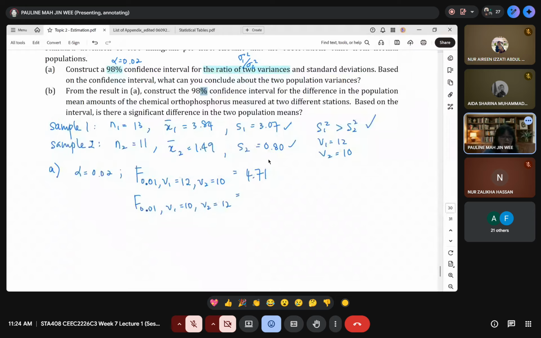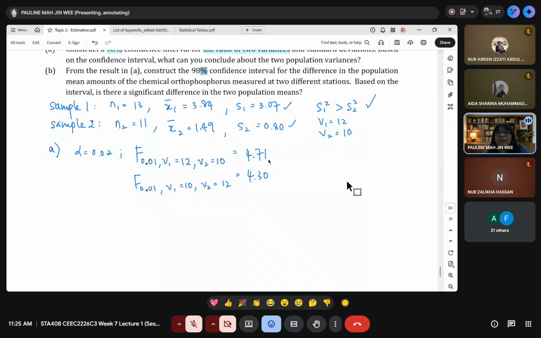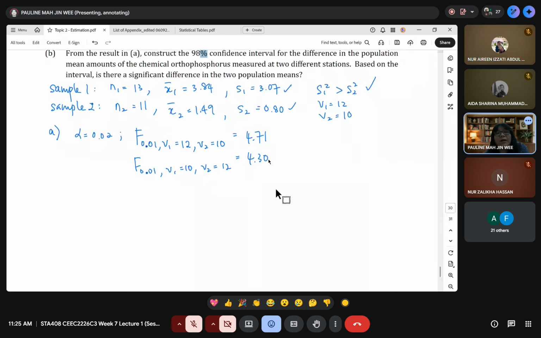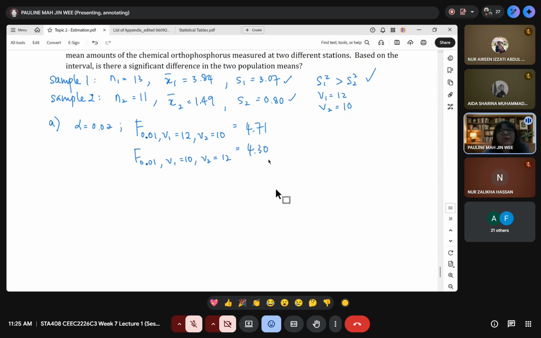All right, one more. 10, 12. 4.30. Very good. See, it's so easy. The minute you get these two numbers in your exam, you straight away get two marks. So easy to get. So make sure you know how to read the table and how to work with the critical value. These are the critical values. Right, so once you get this, we can work with our confidence interval.